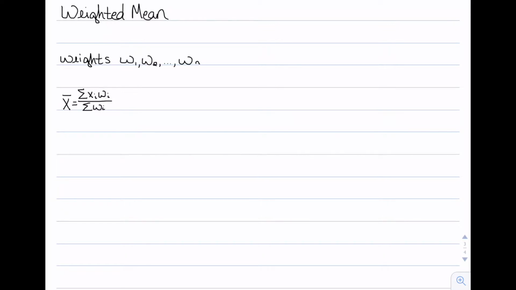And here's our formula. So once again, X bar is the mean. The top of the fraction is we multiply the data value by how much it's worth, and then we add up all of those. And instead of dividing by the number of things we have, we divide by the sum of the weights. So let's look at a couple of examples.